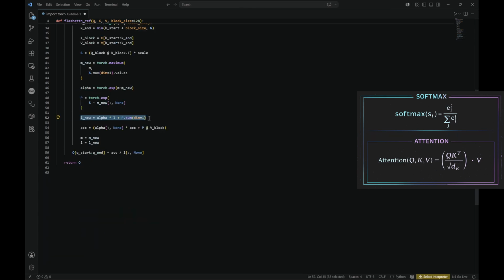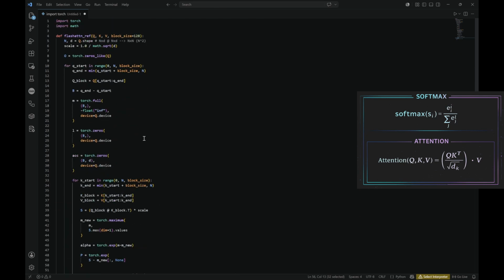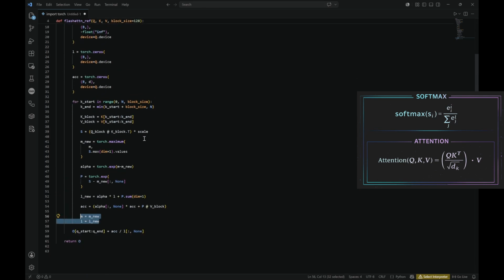And then we recompute our L, and our L is just going to be alpha times L plus P, the sum of that vector. And then our accumulator is just going to be the updated accumulator, right? And then we reassert M and L as M new and L new. And then it completes the logic of our inner loop for that specific KV chunk. We do the process of the actual softmax within that, and then we move on to the next Q chunk, doing that same process, right?